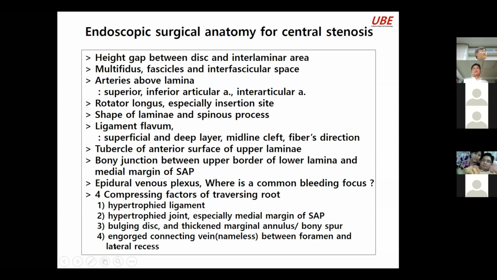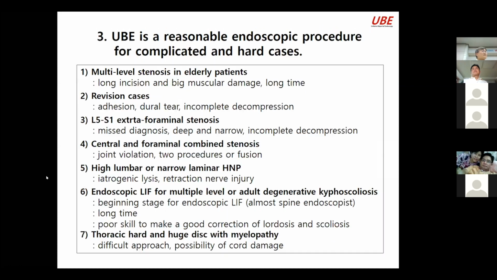We must also check for compression factors on the traversing root. Finally, sometimes there is an engorged connecting vein between the foramen and lateral recess, an engorged connecting vein across the traversing root. Sometimes the engorged vein must be removed for decompression. But the last content: UBE is a reasonable endoscopic procedure for complicated and hard cases.